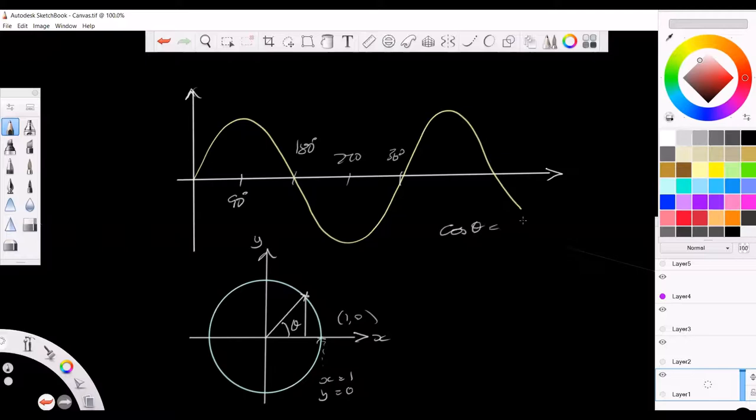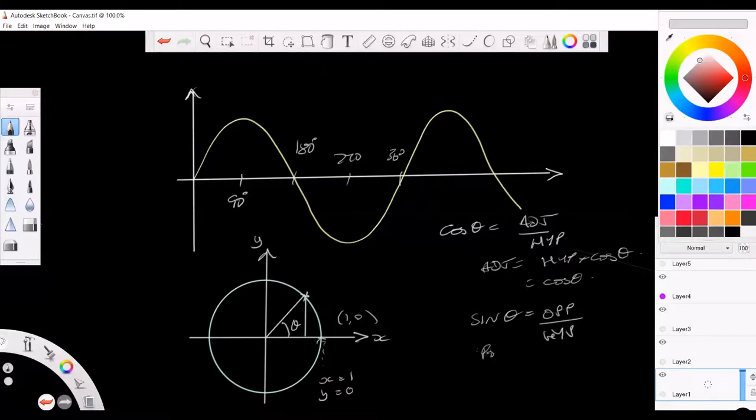So the x coordinate: cos theta equals adjacent over hypotenuse. So I want to know what the adjacent is. So adjacent equals hypotenuse times cos theta. But the hypotenuse is the radius of the circle, so it's 1. So in this case, it equals cos theta. And if I say sine theta equals opposite over hypotenuse, I can then say the opposite equals hypotenuse times sine theta. Well, we already said the hypotenuse is 1, so that's just sine theta. So this line here is the y coordinate, this is the x coordinate. And so it turns out that the coordinates of that point are cos theta, sine theta.